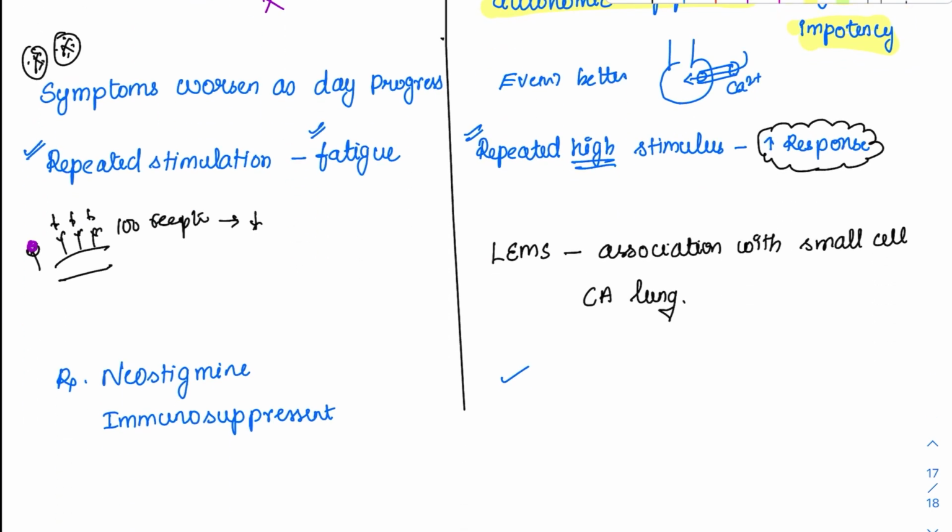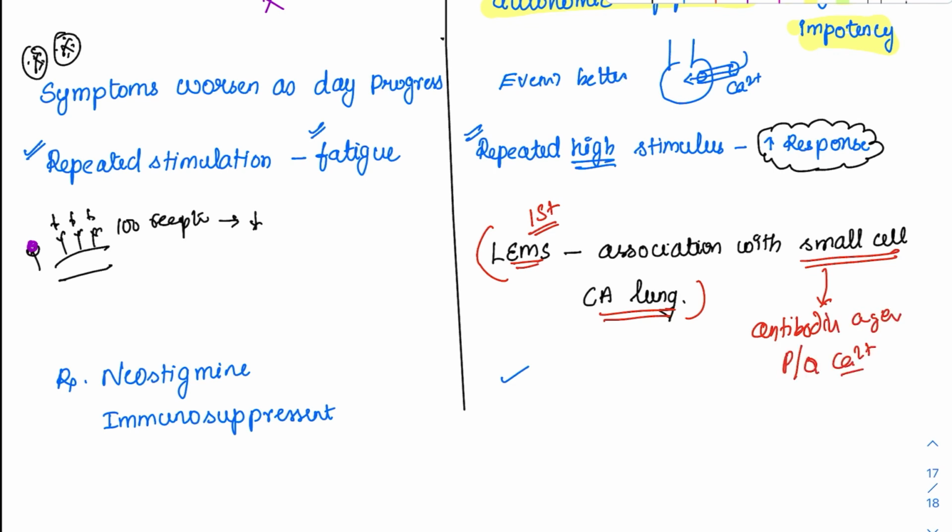Then coming to one more association, the Lambert Eaton myasthenic syndrome association. It is strongly associated with small cell carcinoma of lung. Even the standard books write that even before the symptoms of small cell carcinoma are diagnosed, usually the patient presents with myasthenic syndrome first, like Lambert Eaton syndrome. Why? Because this carcinoma produces antibodies against the P/Q type calcium channels. These antibodies are produced by the cancer cells, so this feature starts to appear first.